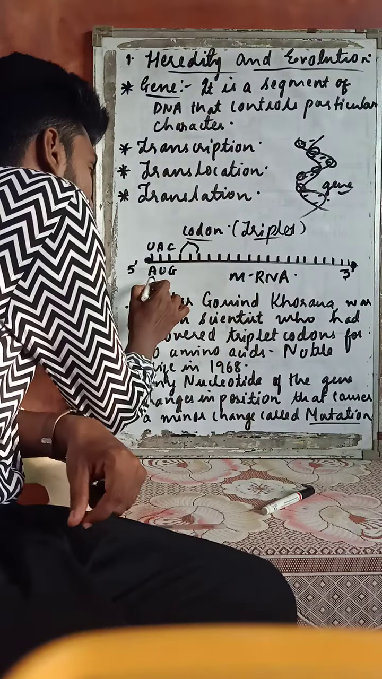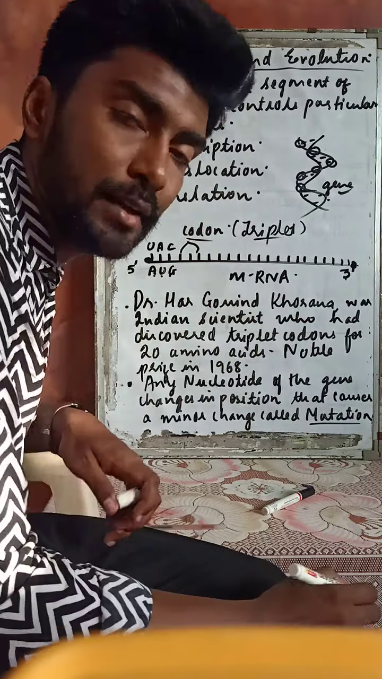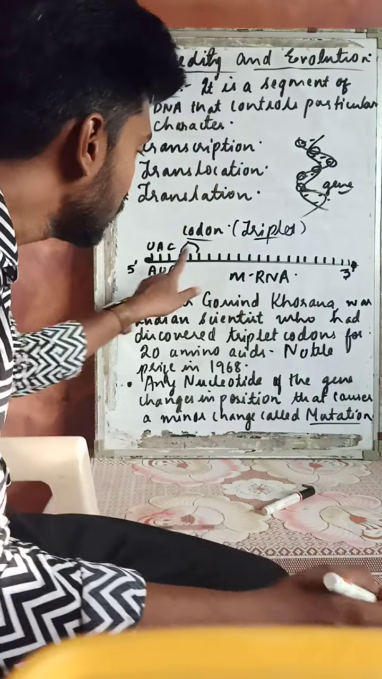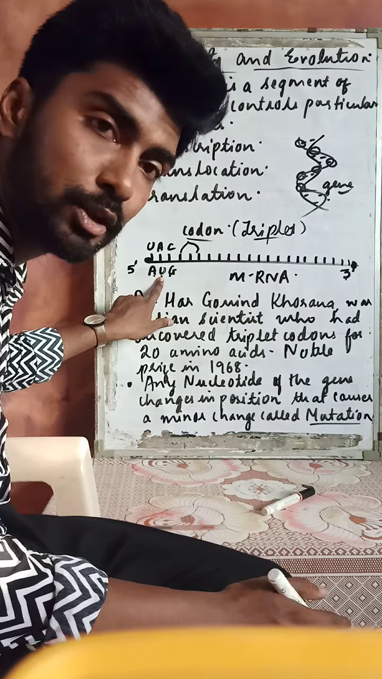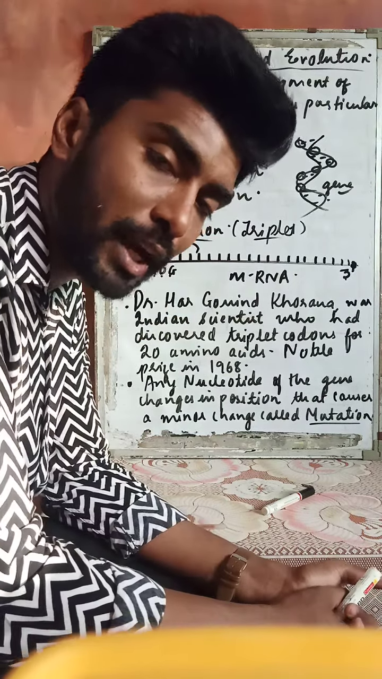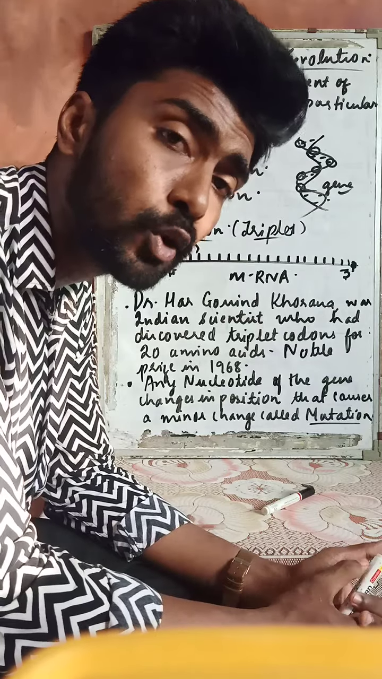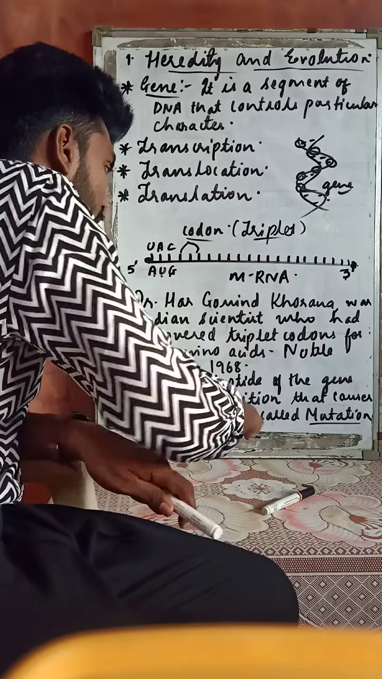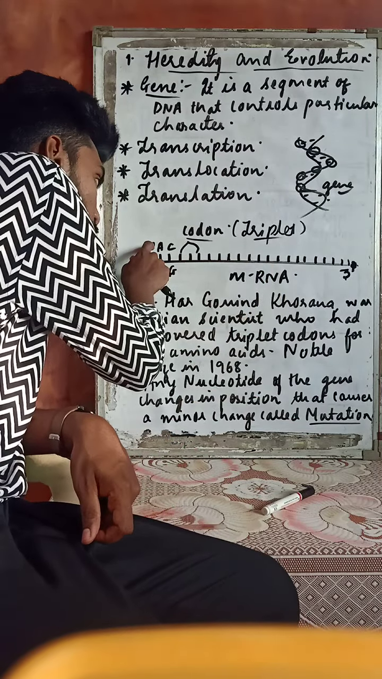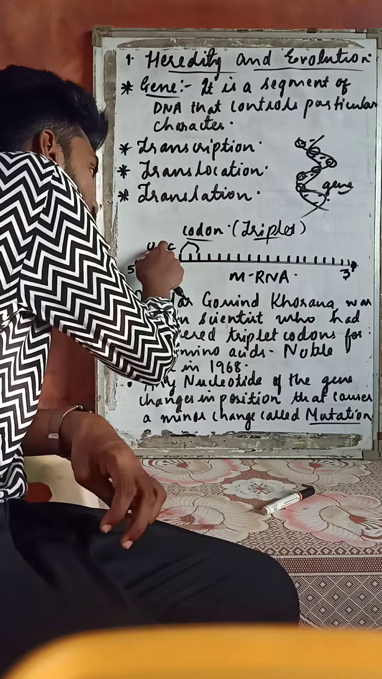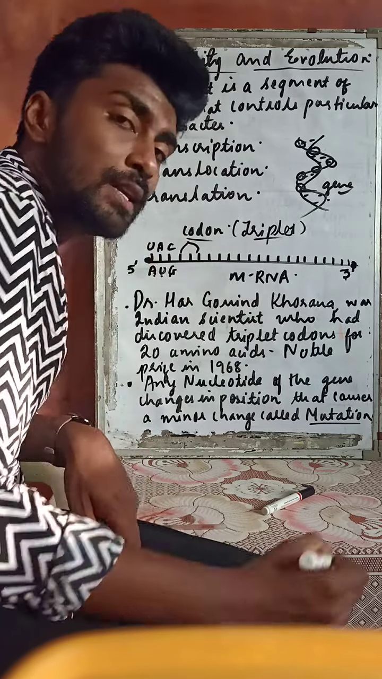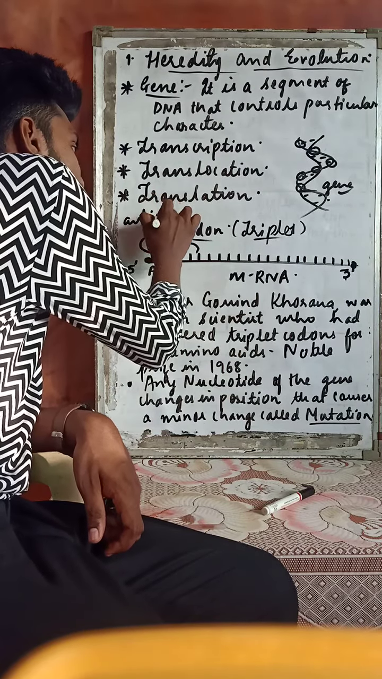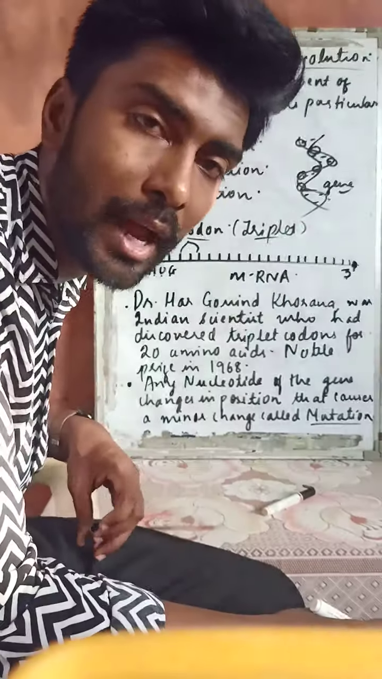So let's take an example, AUG. How are you going to read it? A stands for adenine, U stands for uracil, and G stands for guanine. So AUG is adenine, uracil, guanine, which is the codon present on the messenger RNA. Now adenine will pair with uracil, uracil will pair with adenine, and guanine will pair with cytosine. These are called anticodons, which are present on the transfer RNA.